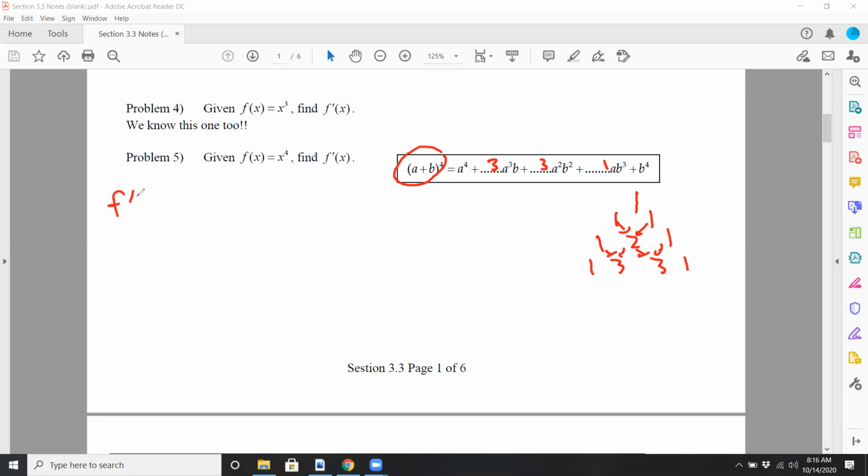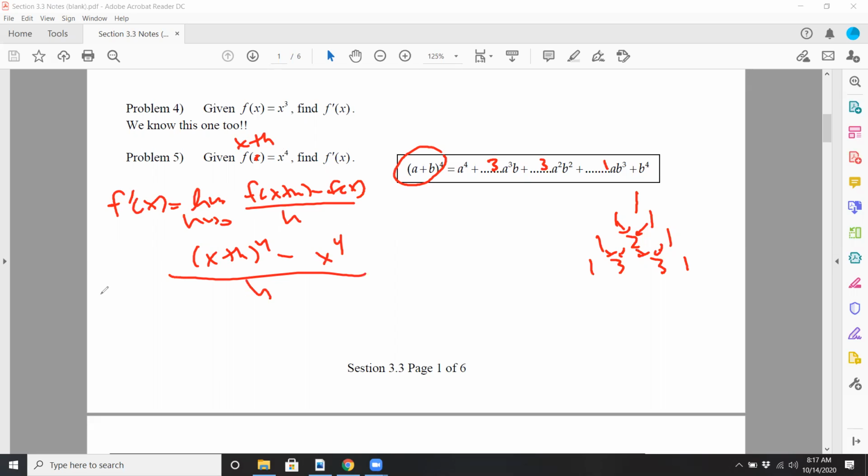So again, if I take the derivative of this, the limit as h approaches 0 of f of x plus h minus f of x over h. So again, replace this with x plus h. I have x plus h to the 4 power, which we'll have to expand, and f of x, of course, is x to the 4, over h, limit as h approaches 0. If I expand this, this will be fun. I'm just kidding. Actually, it's not too bad because I have the formula, so I can just use it.